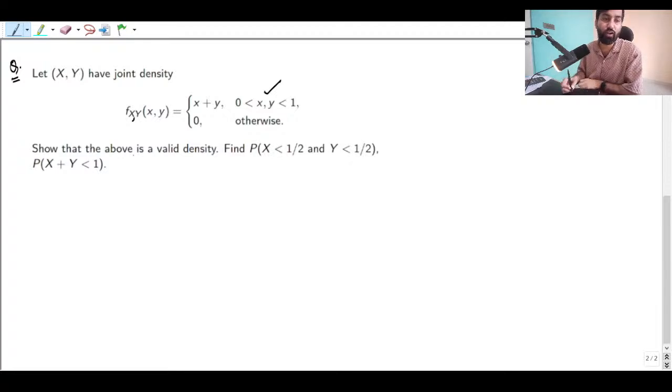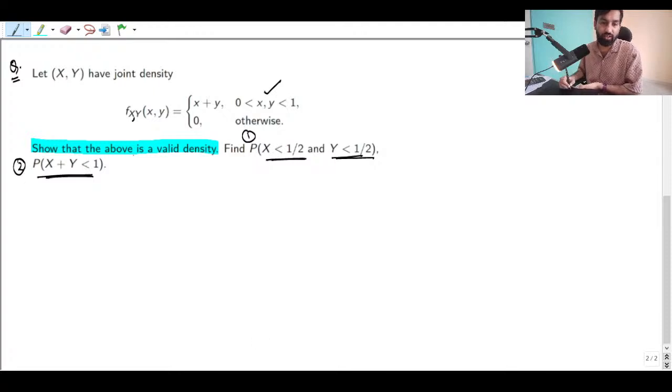Now what you have to find is, first of all, you have to show that the above is a valid density. What is the meaning of a valid density? You have to perform the double integral, and that double integral must be equal to 1. And you have to find the probability of x less than half, y less than half. So there are two questions. First question is this, second question is this.